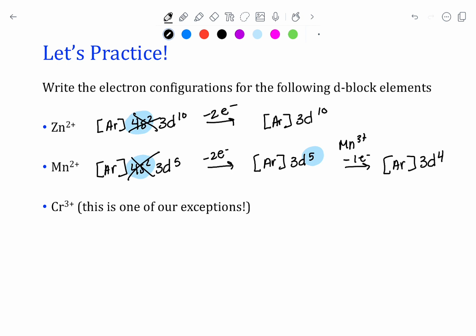Okay, so let's try our last example. This is chromium 3 plus, and chromium is one of our electron configuration exceptions. So take a second and see if you can remember how to write the electron configuration for chromium based on what we've talked about for exceptions in our previous lessons.